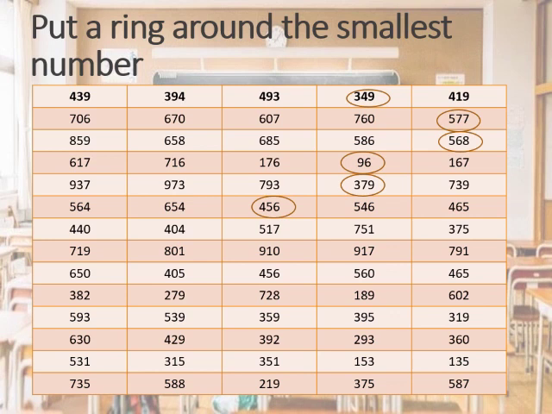Next question is 706, 670, 607, 760, 577. Now, which one is the smallest number? That is 577. Now, some of the questions I have done and the rest of the questions you will do in your book.